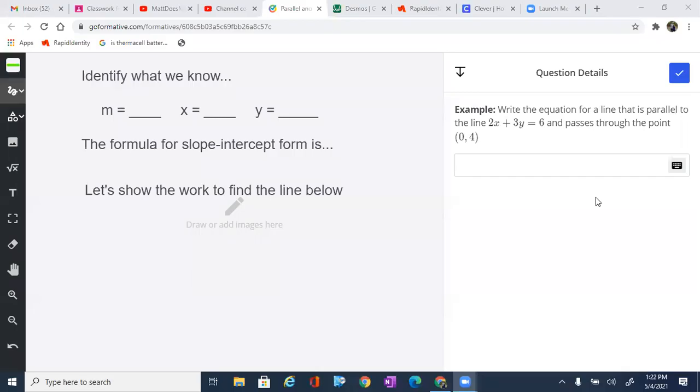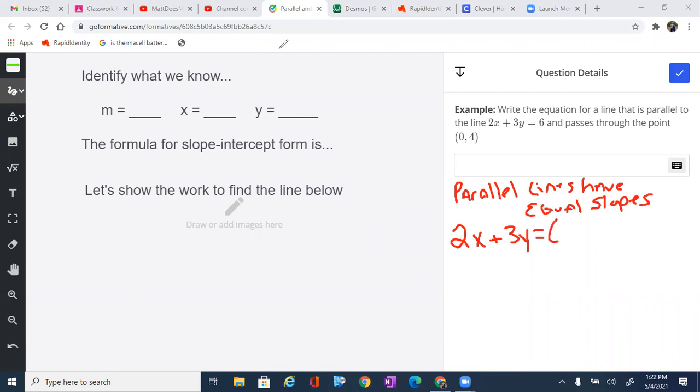All right, so in this example, it says write the equation for a line that is parallel to the line 2x plus 3y equals 6, and it passes through the point 0, 4. Now, the thing that we've got to pay attention to is that if it is parallel, they have to have the same slope. So parallel lines have equal slopes, okay? So what we're going to do is start by finding the slope from this line.